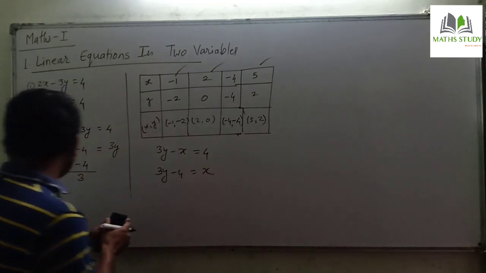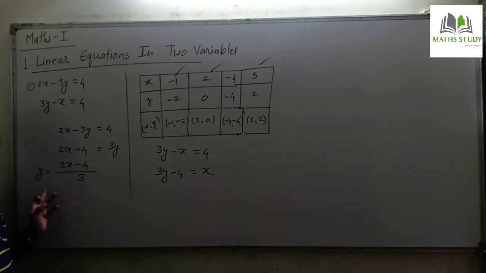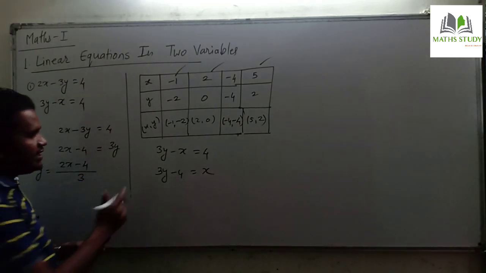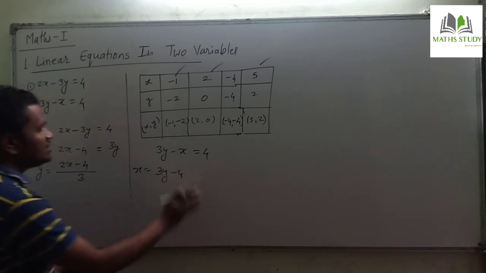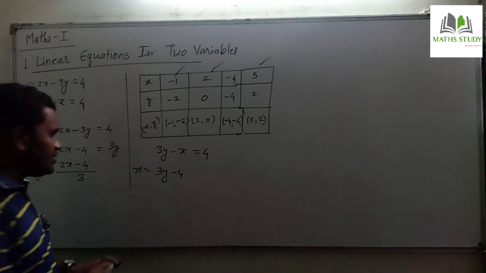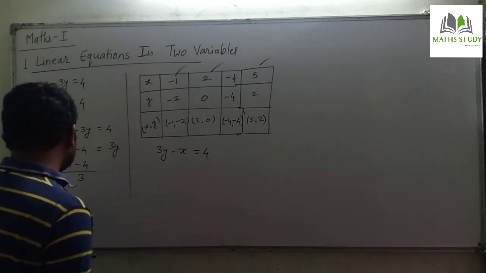It is not necessary that every time you should convert the equation in the form of y is equal to something. Here it is x is equal to 3y minus 4. It is also a method. Okay. But as we have done earlier, y is equal to.